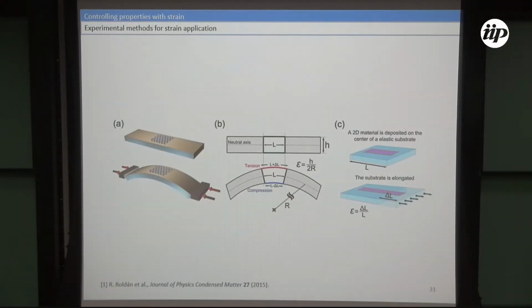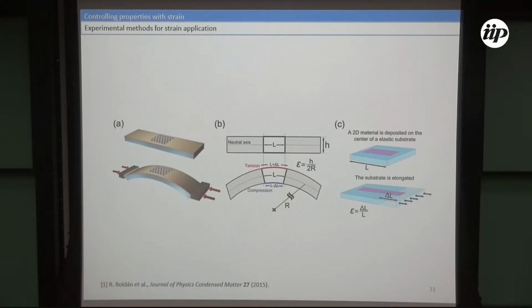So again, how can this be done experimentally? To see if this can be done, first, you can actually apply strain to 2D materials. There are four ways of doing this. This is one way: you put a 2D material on top of an elastic substrate, and you bend it. When you bend it, the part on top will be under tension.